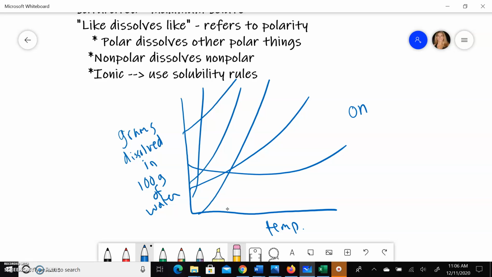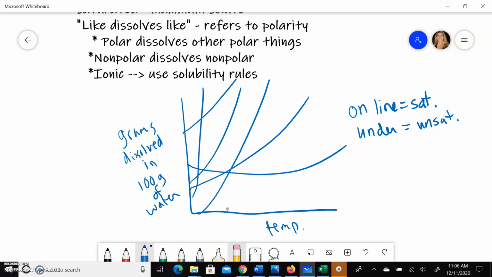So if you are on the line, it's saturated. If you find a dot that is going to be on the line, that means it's saturated. Under the line means it's unsaturated. And then above it would be supersaturated, but that's a difficult thing to achieve. So we usually focus on saturated and unsaturated.